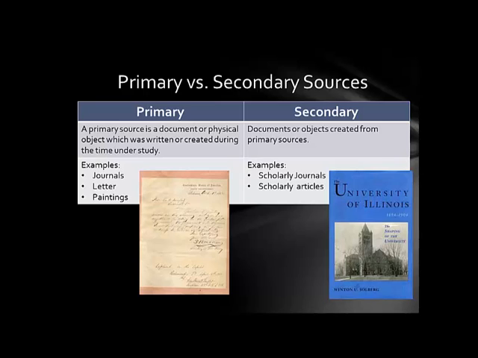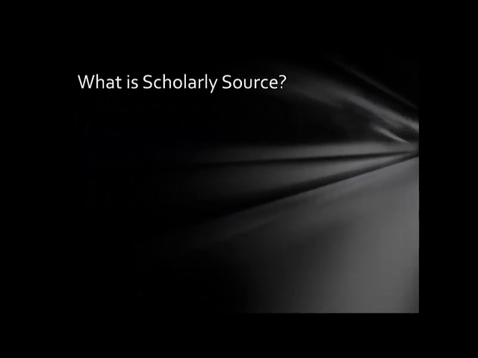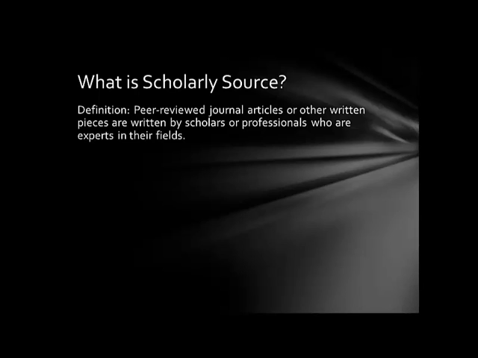The secondary sources are objects created off of that primary source. For example, journals, articles, books. Scholarly journals and books are very, very good. And now you're going to ask yourself, what is a scholarly source? Well, the Webster definition is a peer-reviewed journal article or other written pieces that were written by scholars or professionals who are experts in their field. So these were written by professionals. You can trust their work. They have done research on it, and their peers in their fields have looked it over.